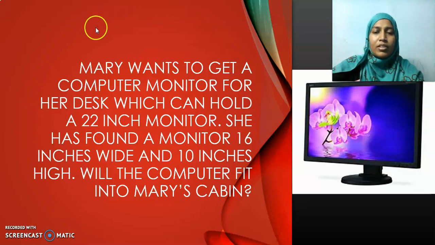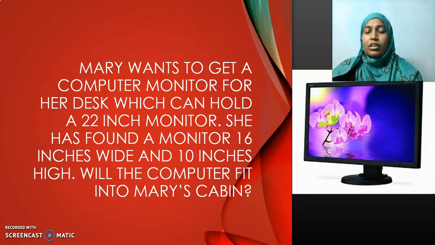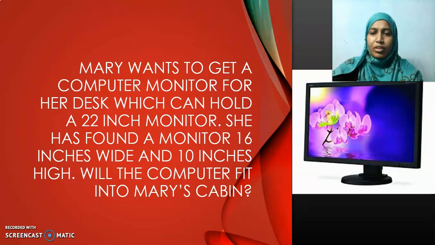Okay, it can accommodate a monitor whose measurement is 22 inch. Monitor measurement should be less than 22 inch. If it is greater than 22 inch, that monitor cannot be kept in the desk. So it should be less than 22 inch.